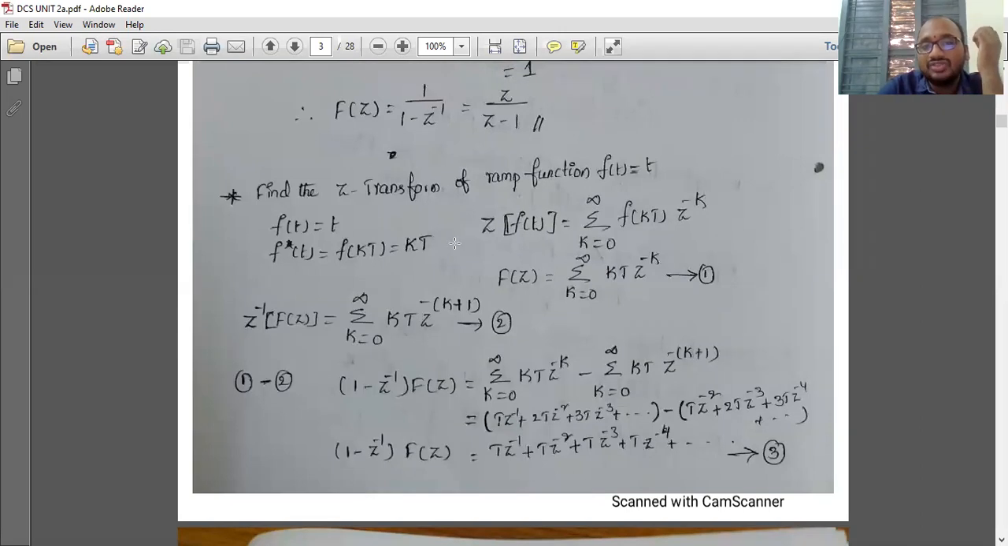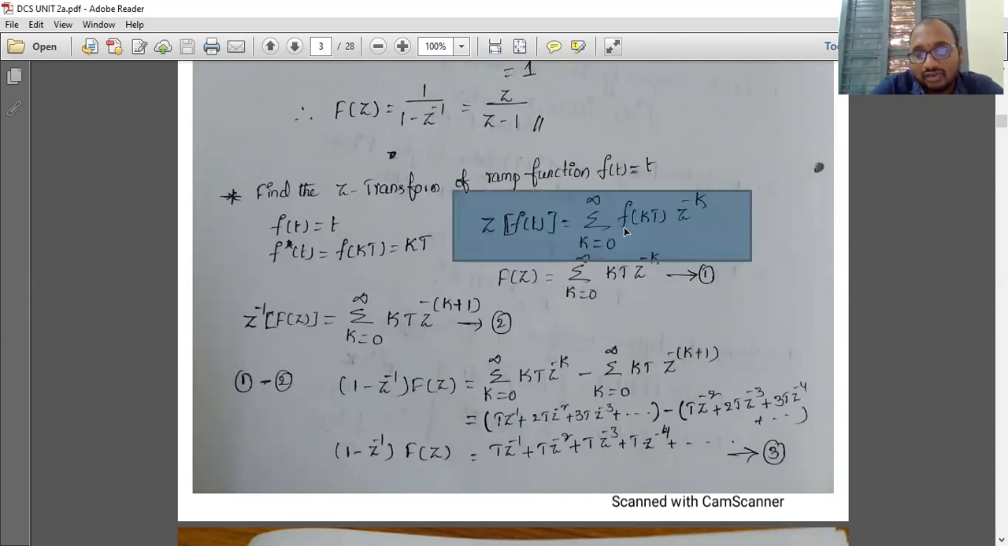That is what we said: the Z transform of any continuous signal f of t is equal to this basic formula, sigma k is equal to 0 to infinity f of kT into z power minus k. Here our function f of kT is k into T. So substitute: in the place of f of kT, you have to write kT because here our function is t. Okay, t is converted to kT after sampling. The function given to us is f of t is equal to t, and after sampling, f of kT is equal to kT. This is our basic Z transform formula.